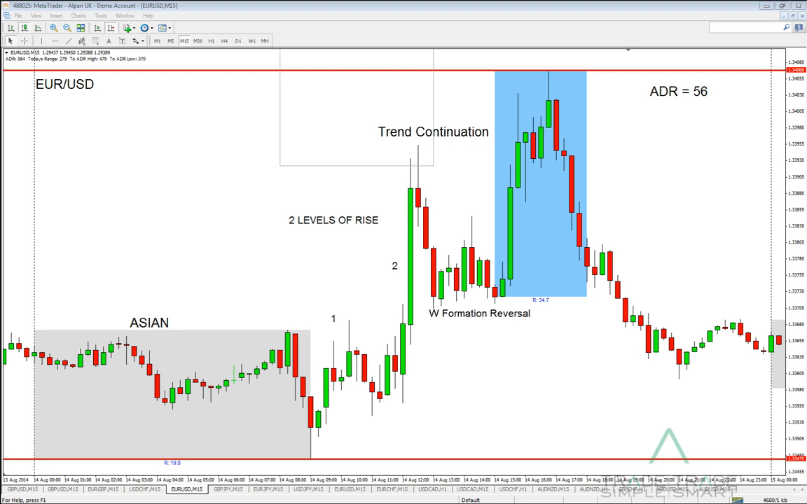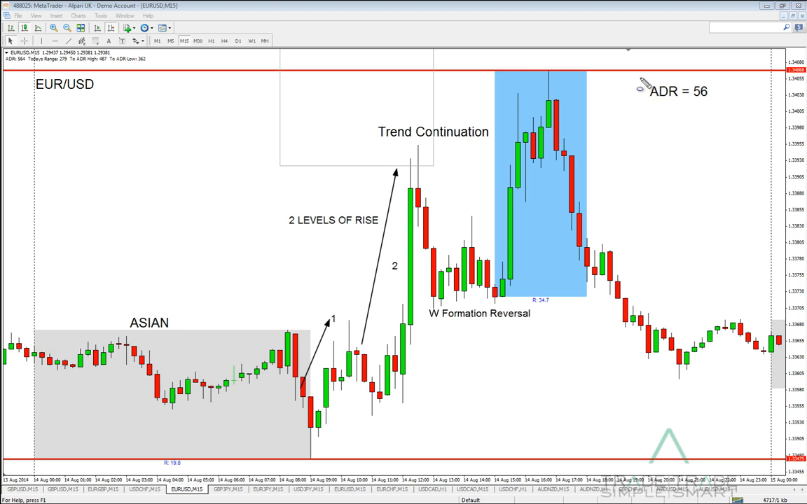So in this example, we have 2 levels of rise coming out of the Asian session, and then we get this reversal. Now if you notice, this reversal is a classic W formation, and we know that the W formation is created to induce sellers into the market, which allows smart money to buy into, and in this case continue the trend.